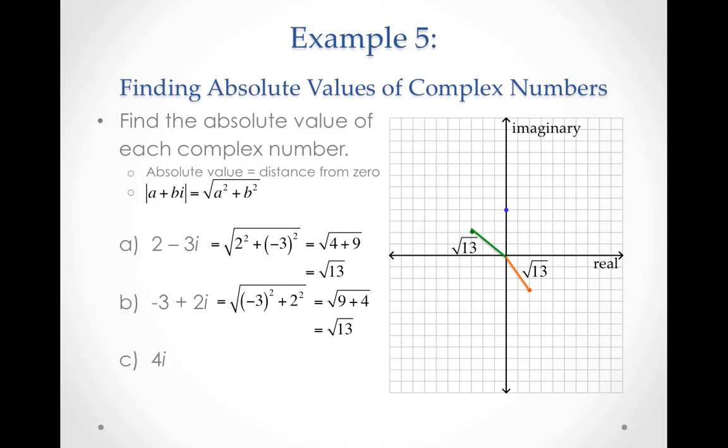For 4i, since it's right on the axis, I could just count the boxes from the blue point to the origin, and that would give me a distance of 4. But if you want to see it algebraically, it still works out the same. I would be using 0 as my a in this case, with 4 as my b. I end up with the square root of 16, which is simply 4.